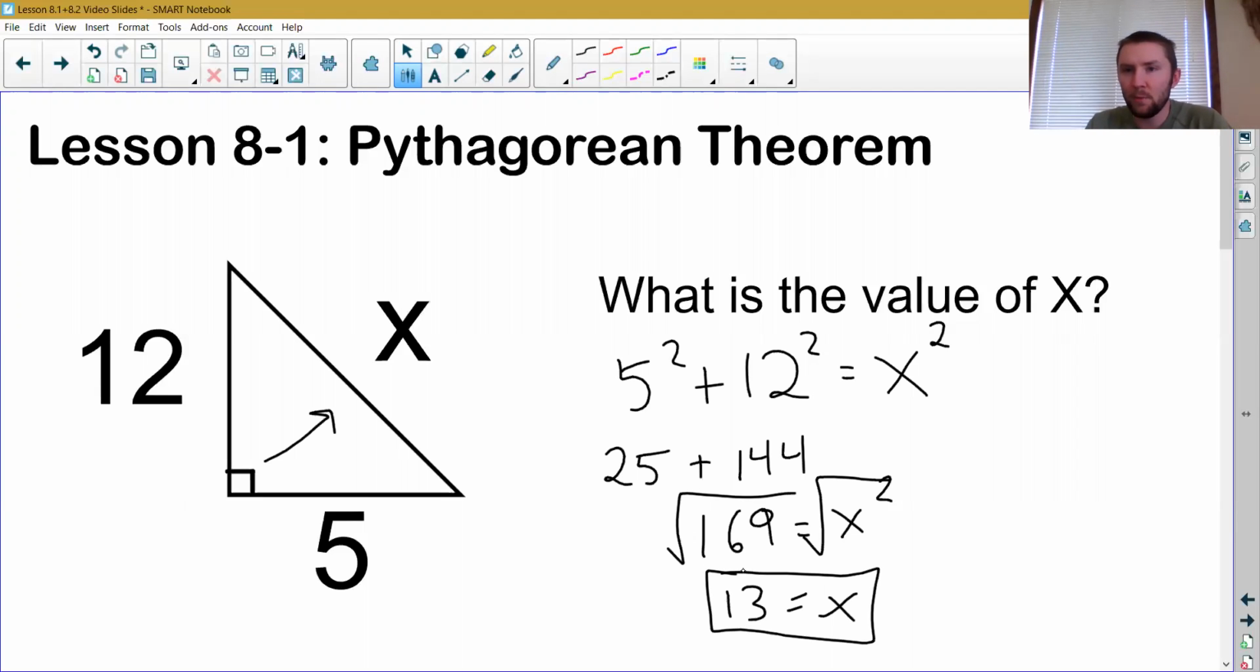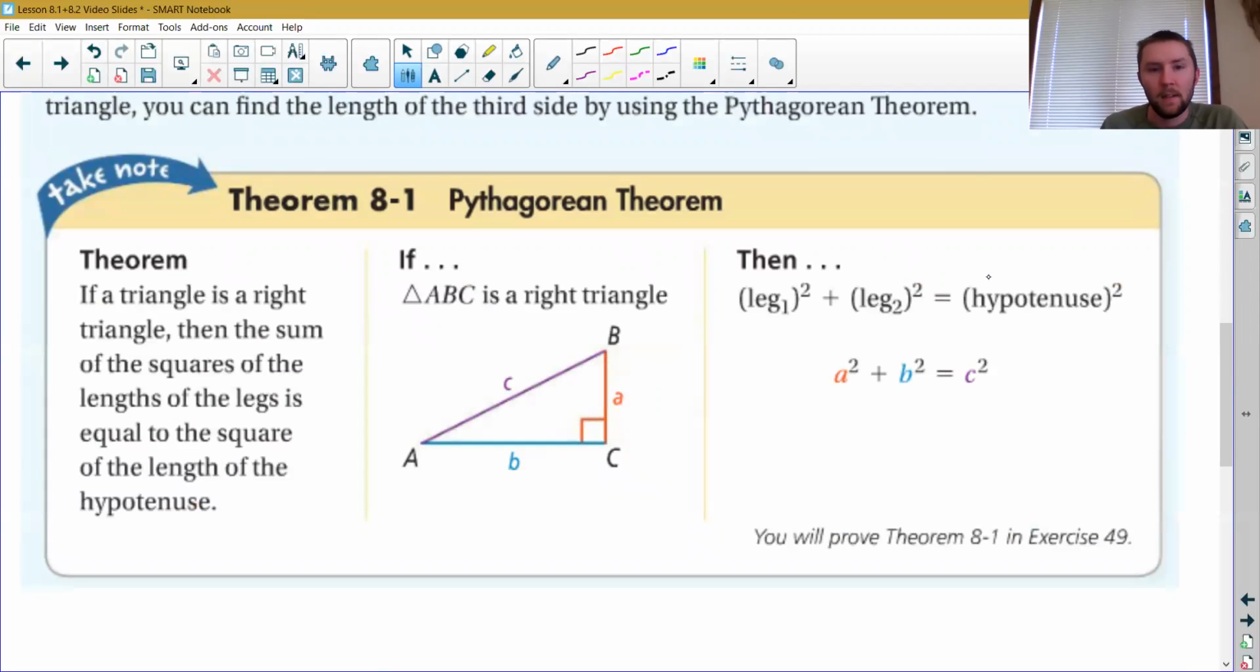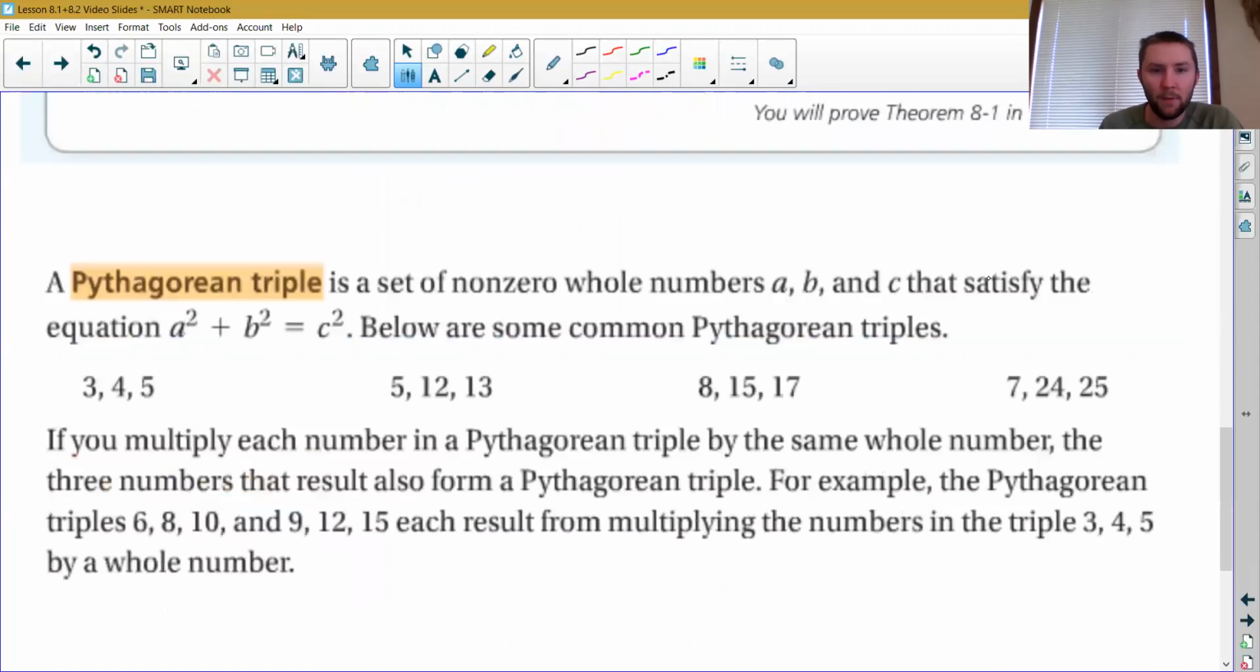So the Pythagorean Theorem, just as a little refresher: a squared plus b squared equals c squared. We can write that down if we want to. It is in your book. It is a theorem, the first theorem of chapter 8, the Pythagorean Theorem. There it is. You can look at it there if you want.